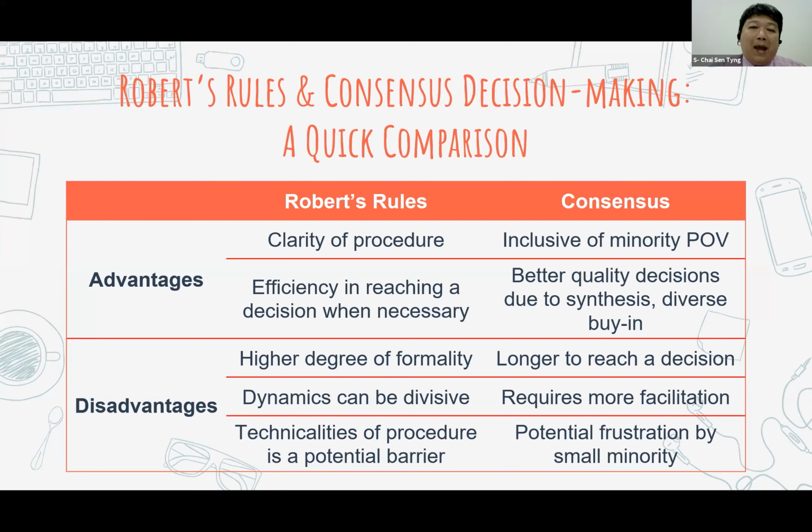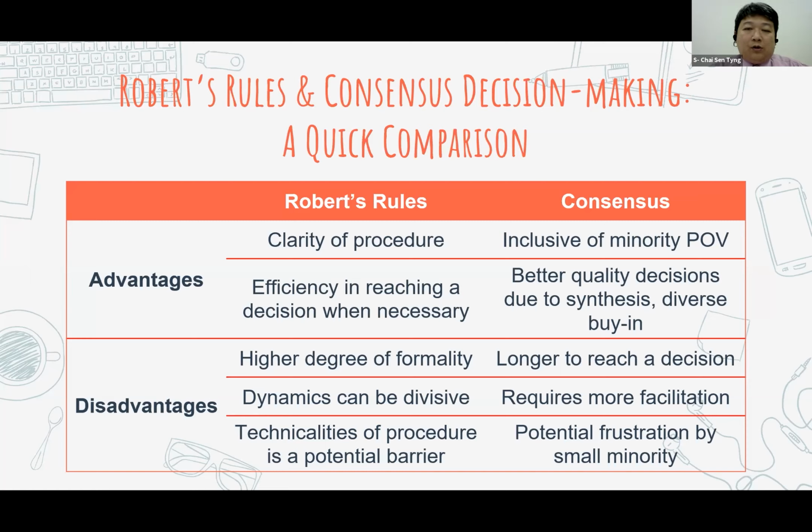So when we compare the Robert Rules of Order and consensus decision making, we can see there are advantages and disadvantages to each approach. The Robert Rules are very clear, and they make the parliamentary process very clear, and it is very efficient in reaching a decision. But the bad thing about the Robert Rules of Order is that the majority actually have a bigger say in these matters. Once they have a simple majority, they can basically push through any agenda or program.